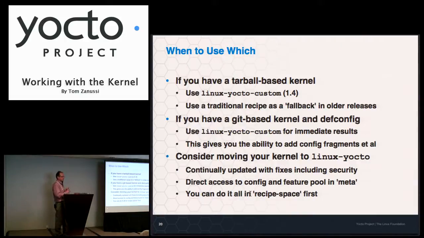So just to recap, three different types of recipe: the traditional recipe, essentially meant to be used with static tarballs. And then we have Linux Yocto Custom, which is very similar, except you can point that at any arbitrary Git repo. Both of those use defconfigs. And then we have Linux Yocto, which points at the Yocto-maintained kernels. And it gives you a whole bunch of things beyond that, including the ability to do config fragments and features. And it also has a pool of config fragments and features that you can, okay, yes?